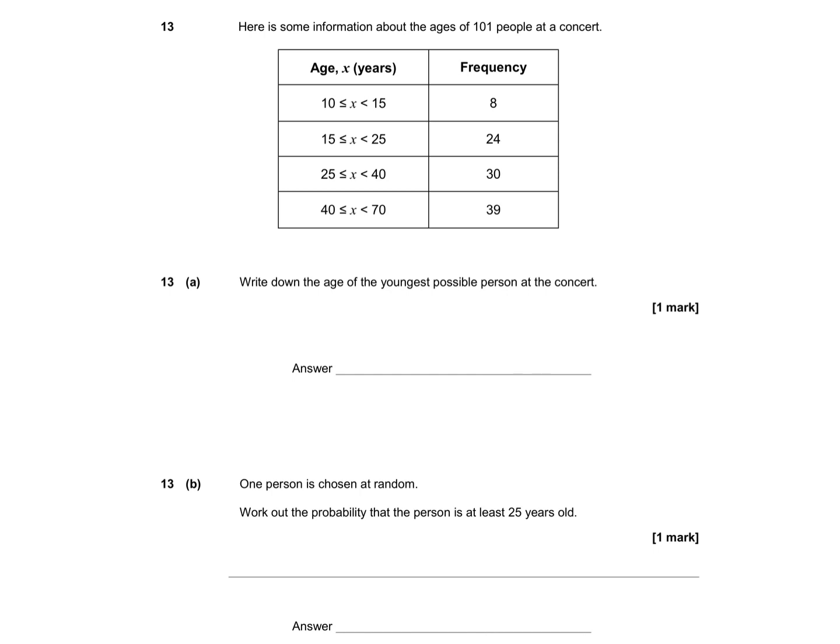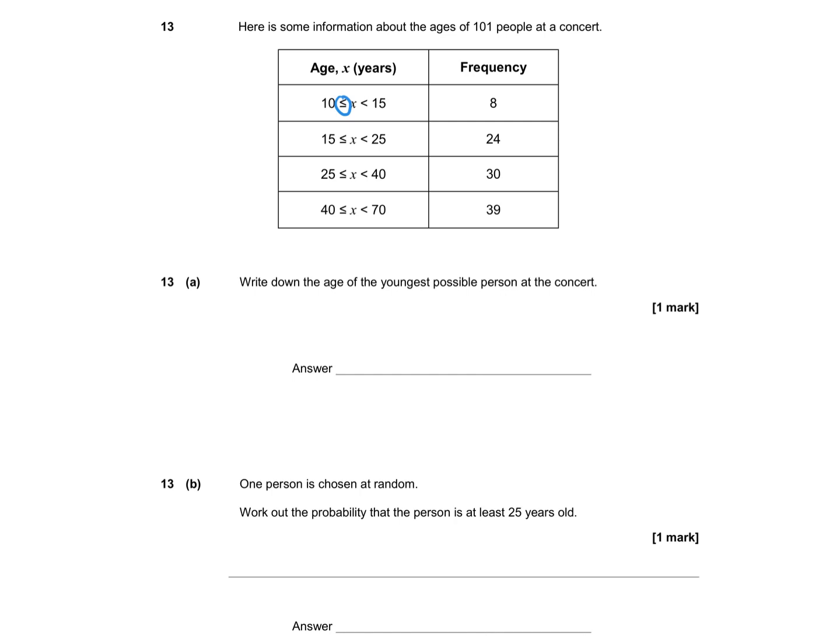Anyways, here's some information about the ages of 101 people at a concert. So you have 8 people that are somewhere between 10 and almost 15 years old. 24 people between 15 and almost 25 years old, 30 people between 25 and almost 40, and 39 people between 40 and almost 70. So the inequality signs are really important here.